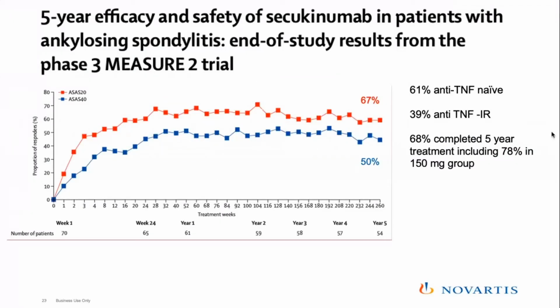This year we also had the 5-year efficacy data of the MEASURE 2 trial. MEASURE 2 trial used subcutaneous secukinumab in place of IV secukinumab from the beginning. So loading dose of 0, 1, 2, 3, 4 weeks was given, followed by every weekly dose, followed by every monthly dose. And in this cohort also, 67% patients had an ASAS20 response at 5 years, as well as 50% patients had ASAS40 response at 5 years time.